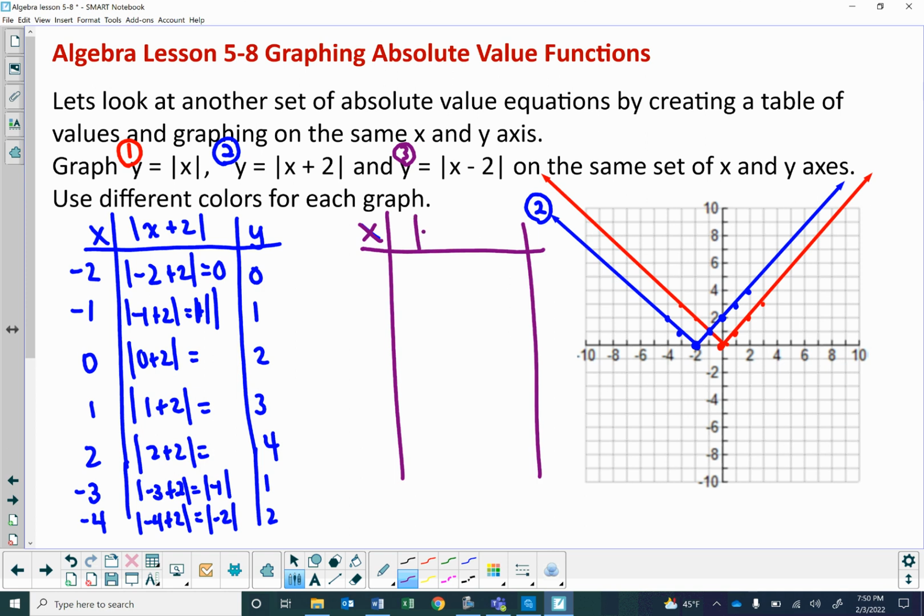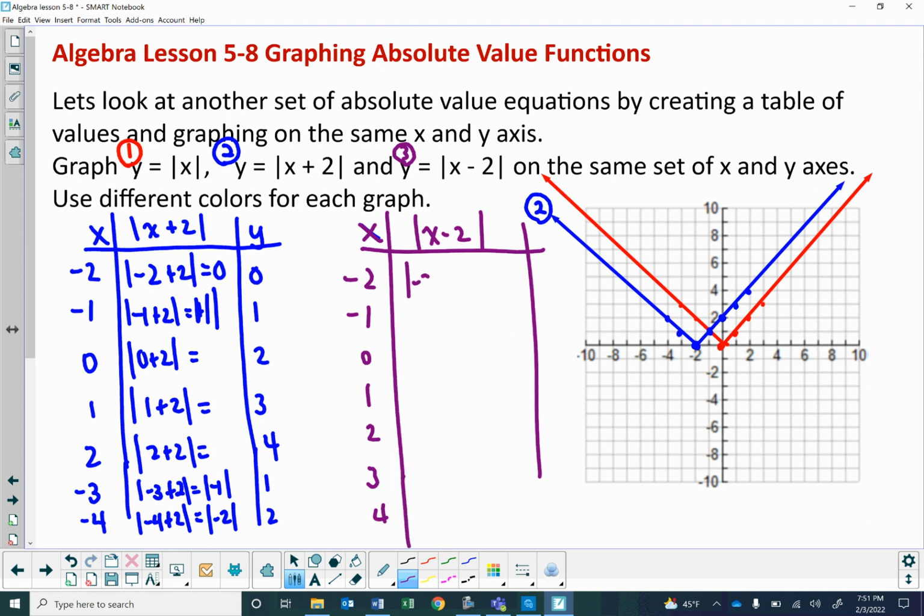I'm doing the absolute value of x minus 2. I'm going to use more negatives and more positives this time because I already knew what happened last time when I didn't use enough points. So I'm going to choose negative 2, negative 1, 0, 1, 2, 3, and 4.